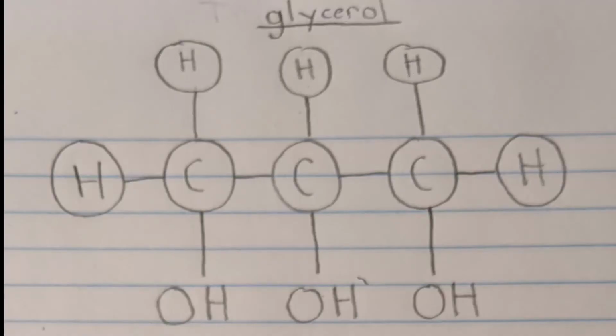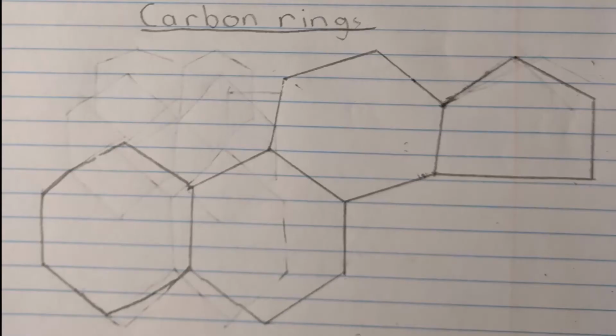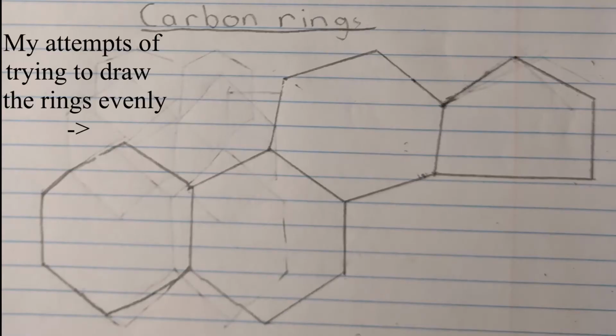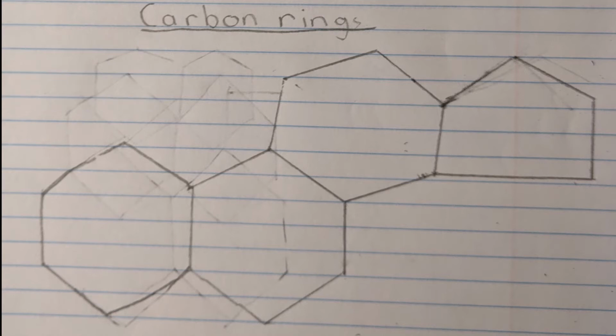Glycerol is the second key component in the lipids, and it is found in the saturated and unsaturated fats, as well as the phospholipids. We can see that there are 3 carbons in the middle, hydrogens that are surrounding it, and then 3 hydroxyl groups, each attached to each carbon. The last important component for lipids are those carbon rings, which are essential for steroids.